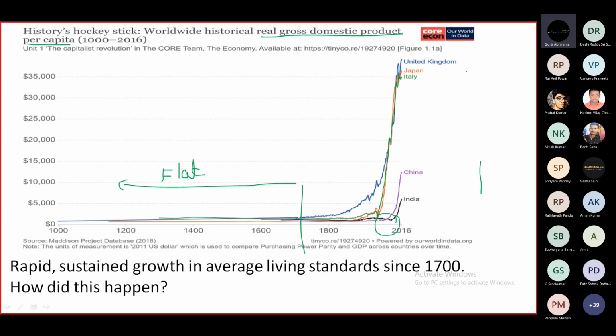Now if we observe the difference here, the countries which started to break away from this flat land earlier are now much more developed. They have a much higher per capita GDP at constant prices than those who broke away later.